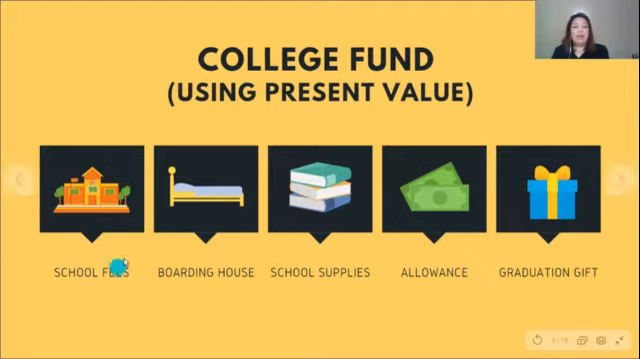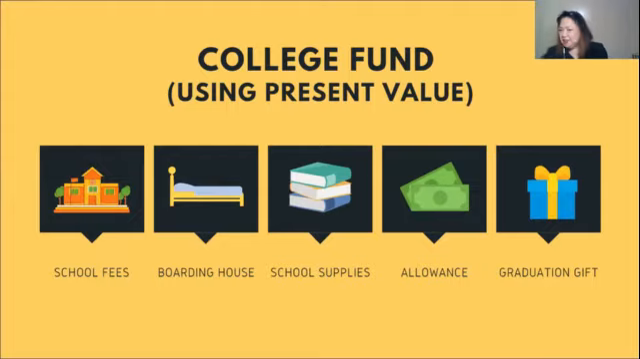Okay? And because Dr. Ellen is from Bulacan, I also discussed with her the possibility of getting a boarding house or a dormitory for her son, and how much is it going to cost? Again, using present value. How much would be the books or school supplies that you want to budget for that? How much allowance you want to prepare for your child's college education? And after his graduation, do you want to prepare for a graduation gift for Jacob?